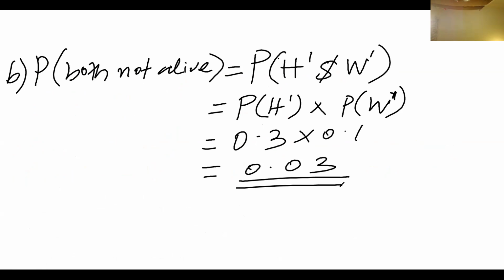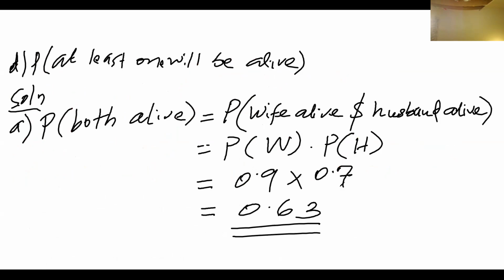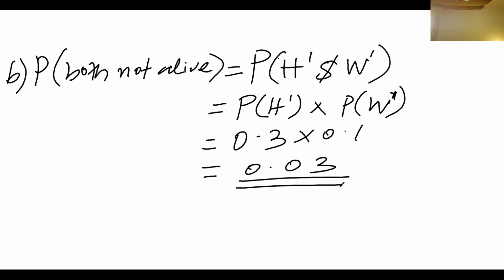What will be the probability that both will not be alive when that time comes? Okay. The next is C.